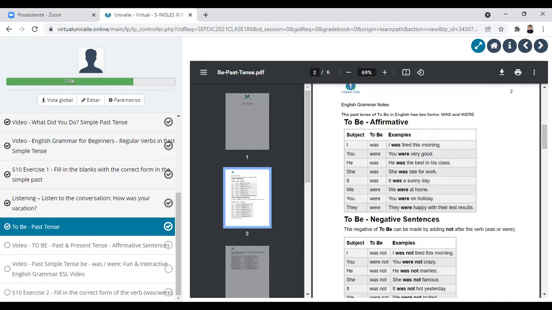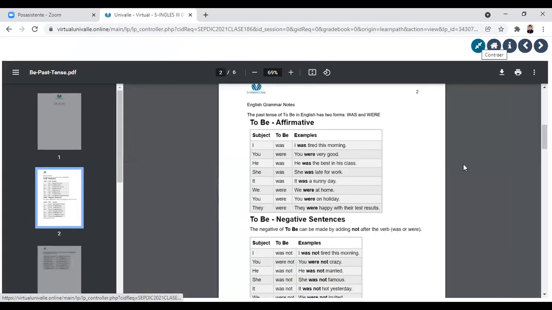And here we have some examples. Affirmative: I was tired this morning. You were very good. He was the best in his class. She was late for work. It was a sunny day. We were at home. You were on holiday. They were happy with their test results.